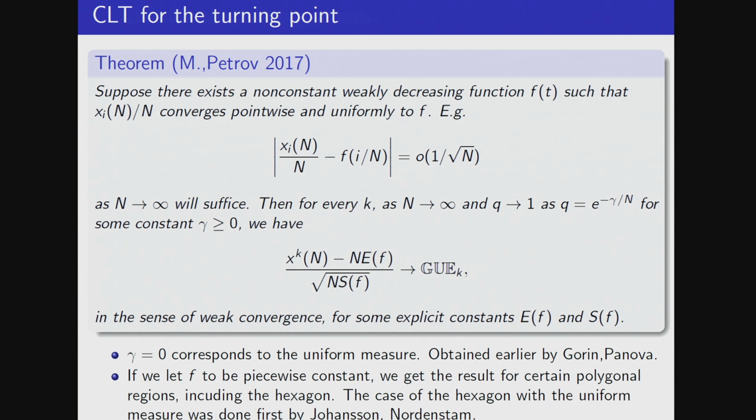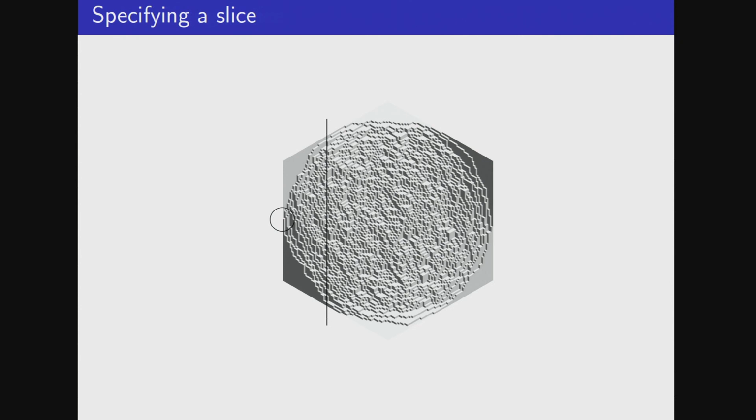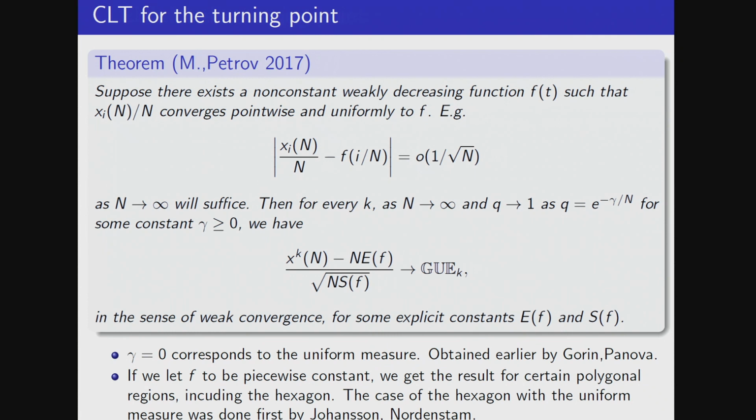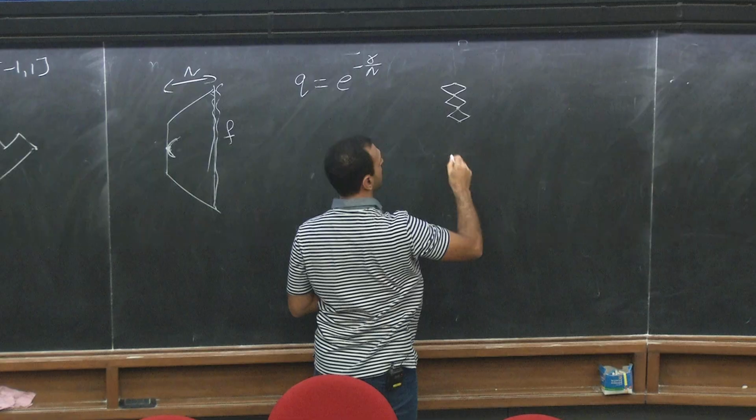A different thing to notice is, so I said, let's cut it like this. But actually, it turns out that the hexagon is a particular case of this. We said we can specify an arbitrary density for f. Let's specify the density that looks like this: tightly packed, then nothing, and then tightly packed.